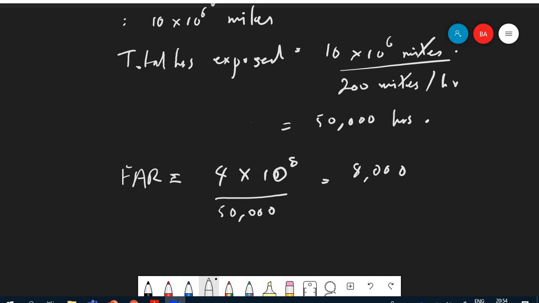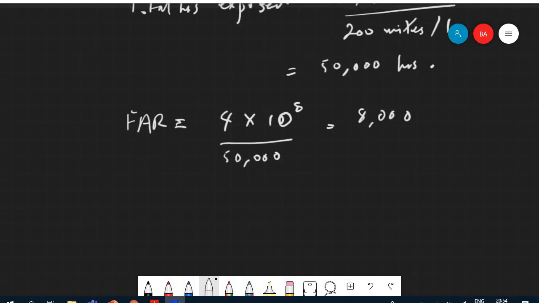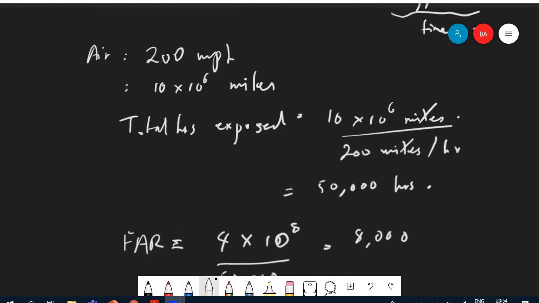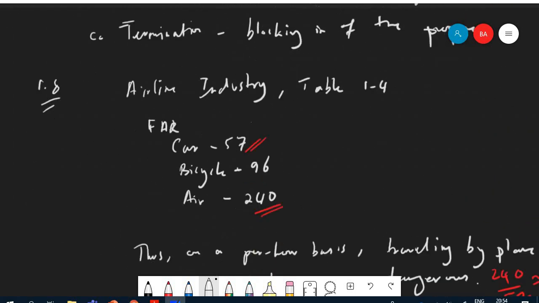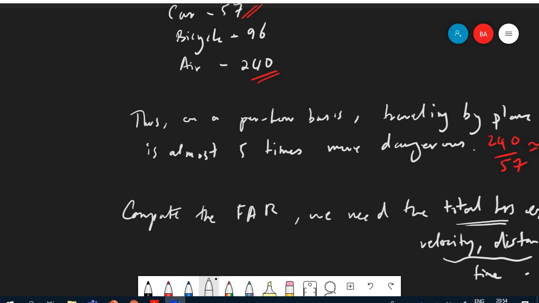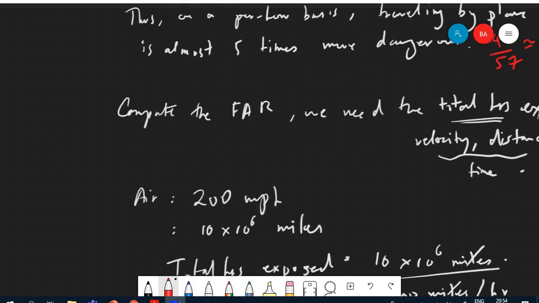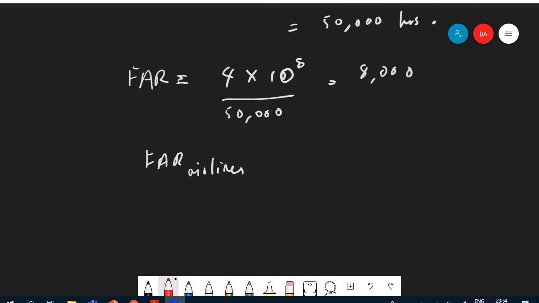Oh my god, what was the FAR for airlines? If you can recall, what was the FAR of airlines? It was 240. Oh yes, it's 240. My god, did you see that? It's 240. So you're talking about 240, and here you're talking about something like 8,000.